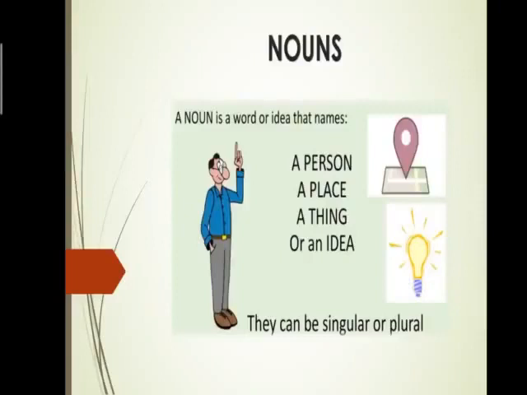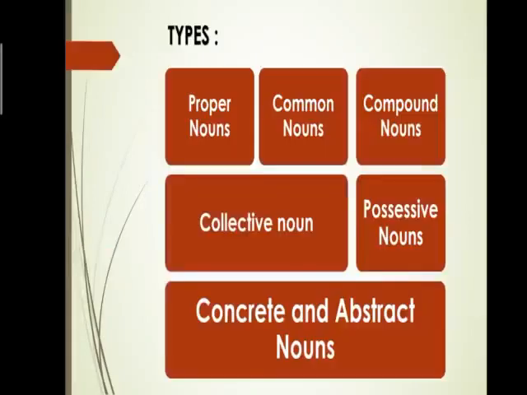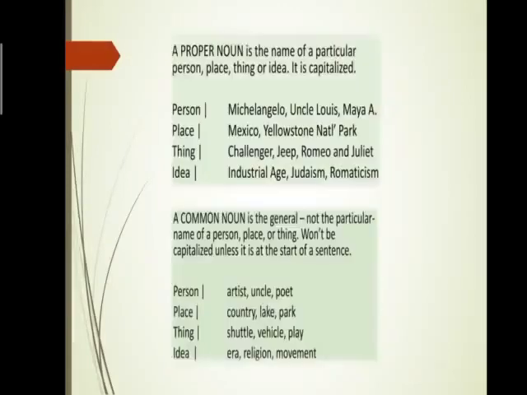A noun is a word that names a person, place, a thing or an idea. This can be singular or plural. The types of nouns: proper noun, common noun, compound noun, collective noun, possessive noun, concrete and abstract nouns. Now let us see proper noun.